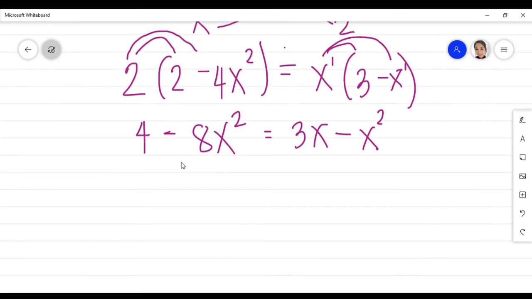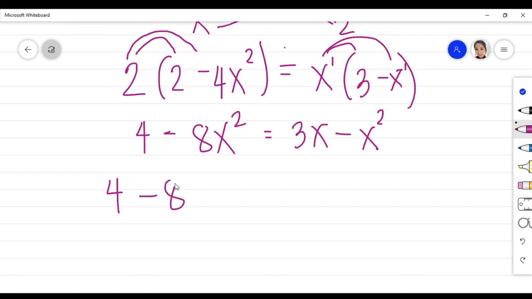We have here now 4 minus 8x squared equals 3x minus x squared. So what we will do is transfer everything to the left side of our equation. Let's place minus 8x squared and then place negative x squared beside this one for easier solving. It becomes positive x squared since we transferred it here. Then transfer 3x, so minus 3x equals 0. Again, we transferred 3x and negative x squared to the left side.